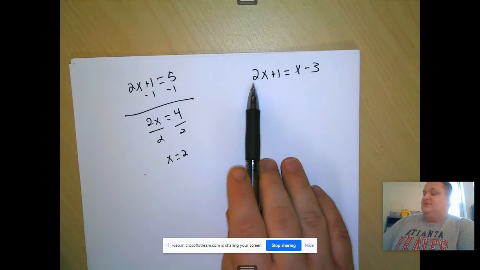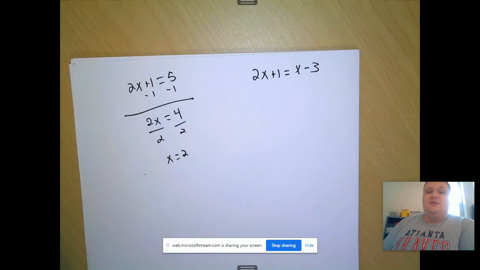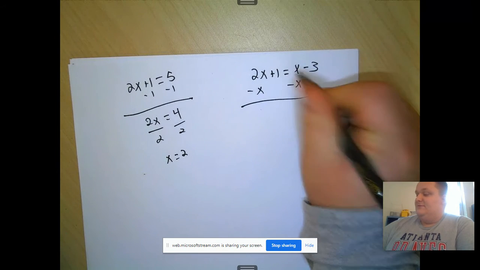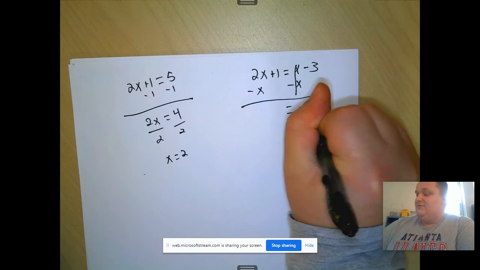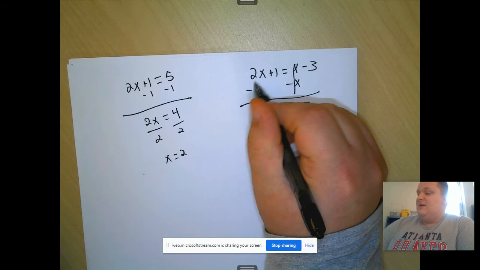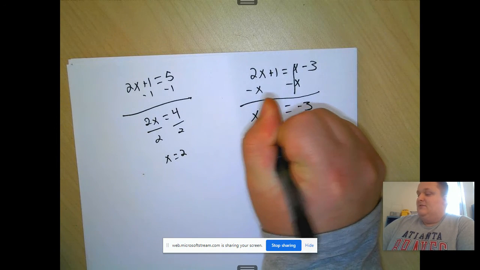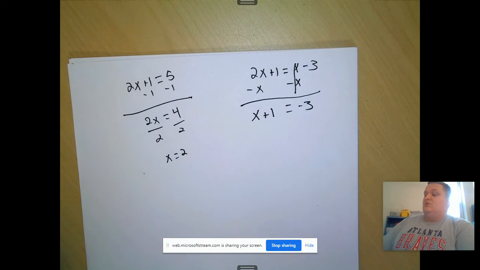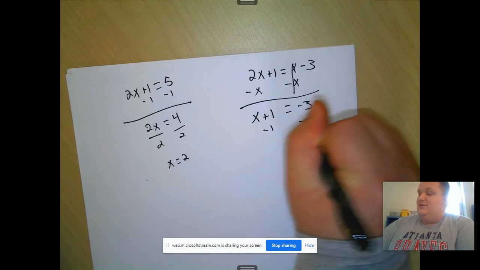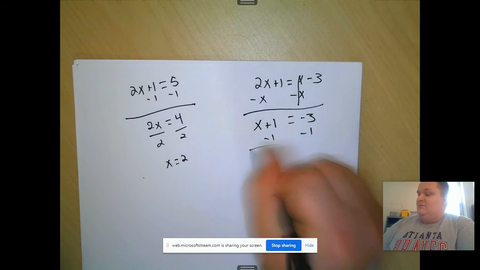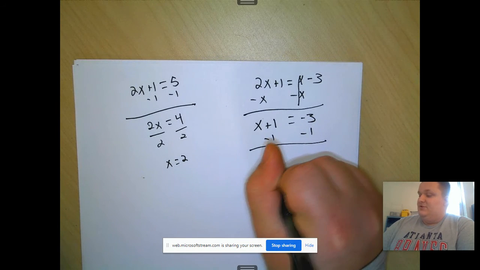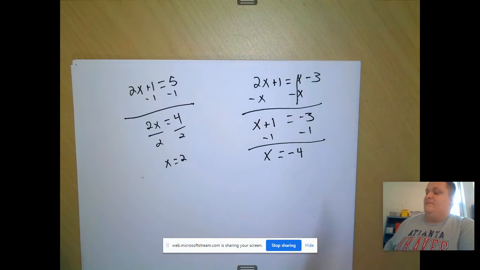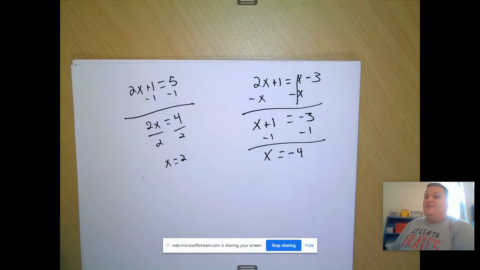So I want my x's on this side and my numbers on this side. What I'm going to do first is subtract this x on both sides. It's going to cancel that out, and that's going to give you negative 3 on that side. 2x minus x would just be x, plus 1 equals negative 3. And now we have a one-step equation where we can just subtract the 1 on both sides. 1 minus 1 is 0, so you just get x. Negative 3 minus 1 is going to be negative 4. So x equals negative 4.